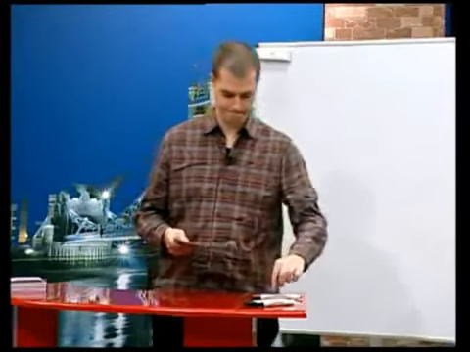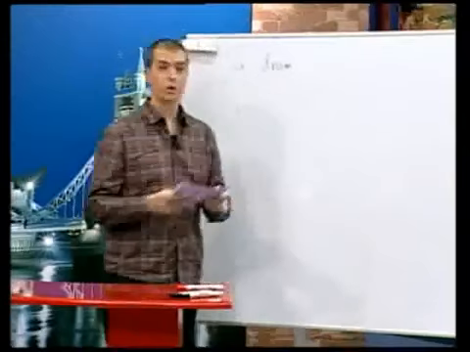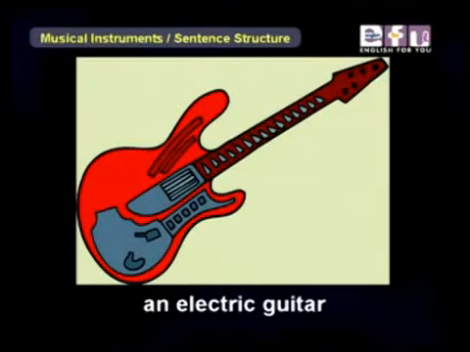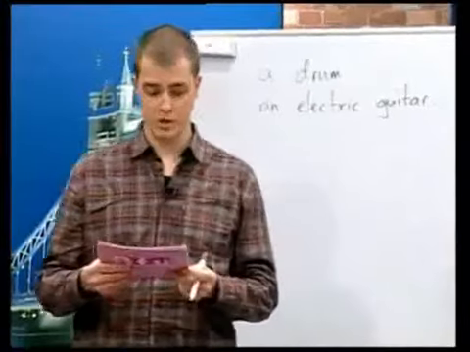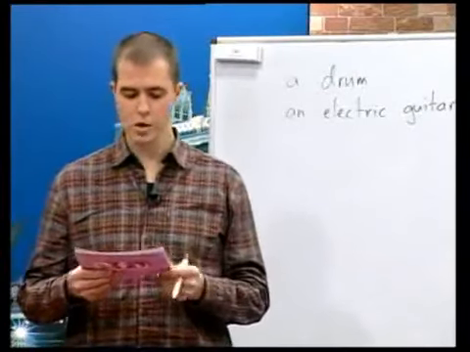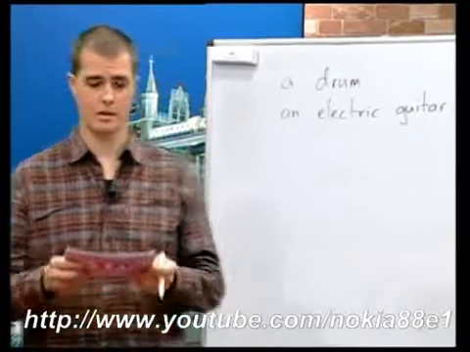Before we can start this lesson, we need to learn some new vocabulary. A drum is a musical instrument that you hit with your hand or a stick. The stick is called a drumstick. An electric guitar is a musical instrument that you play with your fingers or with a pick. It is usually connected to an amplifier to make loud music, and it has 6 strings.